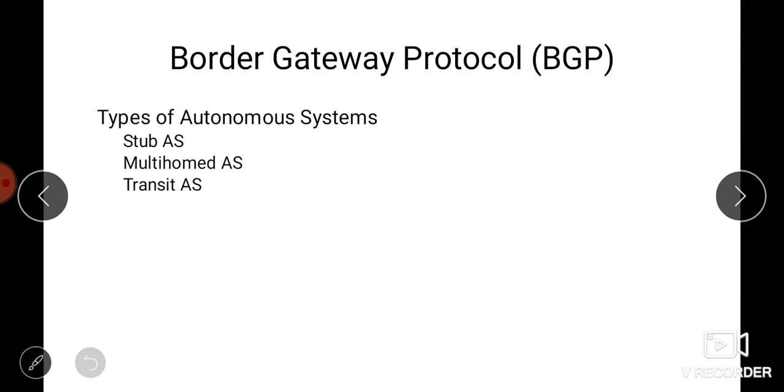Next we have a multi-homed autonomous system. A multi-homed autonomous system has more than one connection to other ASes, but it is still only a source or sink for data traffic. It can receive the data and it can send the data, but there is no transient traffic through a multi-homed autonomous system. A transit autonomous system is a multi-homed autonomous system that also allows transient traffic, meaning the traffic can pass through a transit AS also.